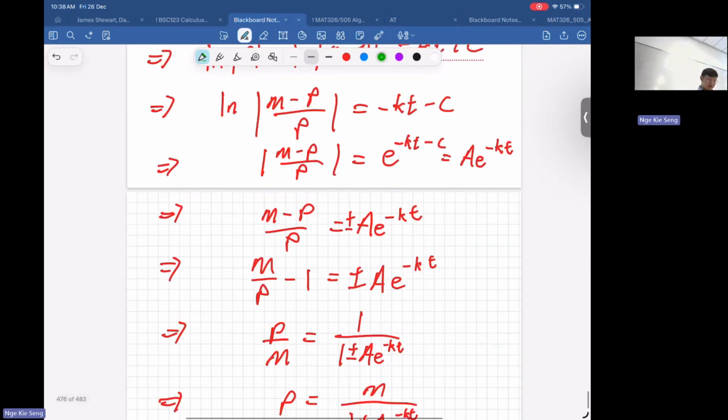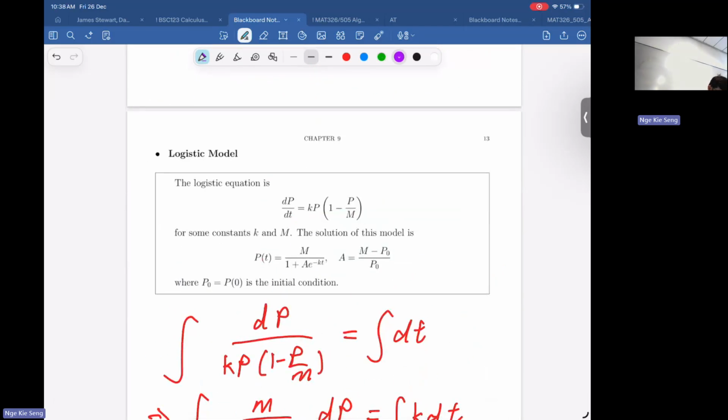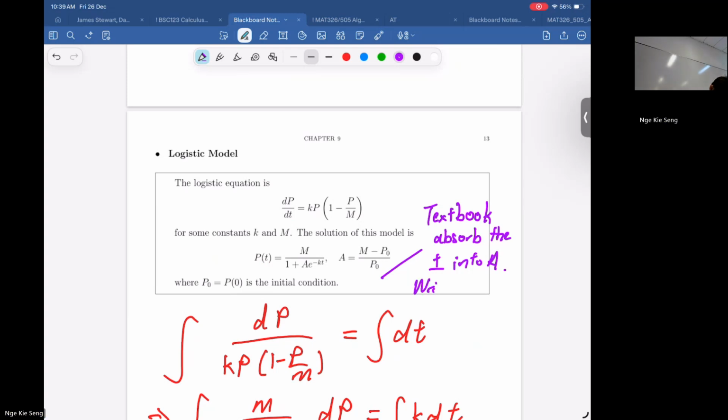Okay, so maybe I'll make a remark here. This is from the textbook, right? So actually this textbook already absorbed the plus minus into A. They already absorbed it into A because they write A equals plus minus e to the minus C. So this textbook already absorbed this plus minus into this A, if you look at the textbook.